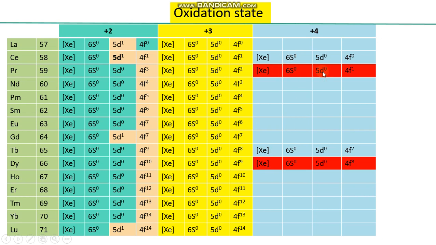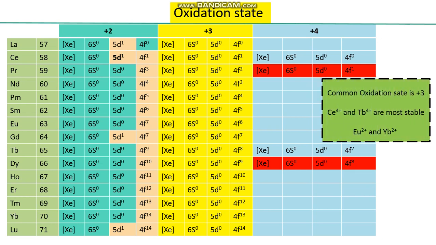Once again, I have marked two elements, or two electronic configurations, in red, and this red means they violate electronic configuration rules. But electronic configuration rules, as I told you, somehow we are able to explain in some places, and in some places we are unable to explain them. So the overall table indicates that the common oxidation state of lanthanides is +3. There are two systems with +4 oxidation state.